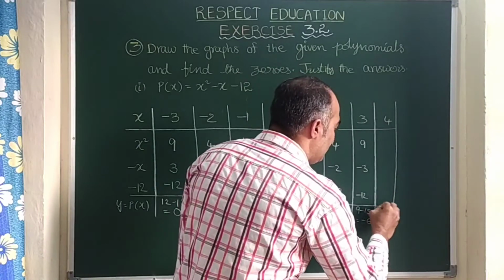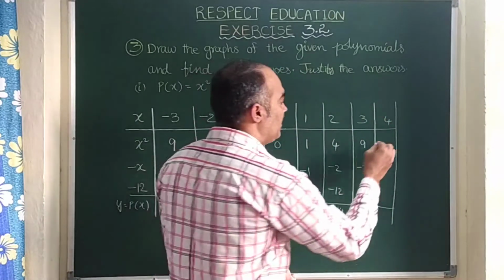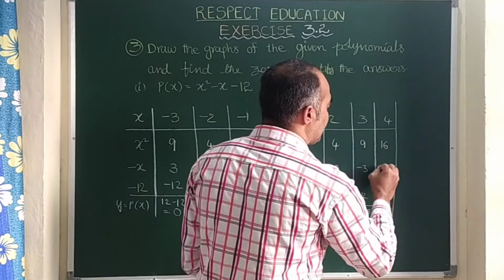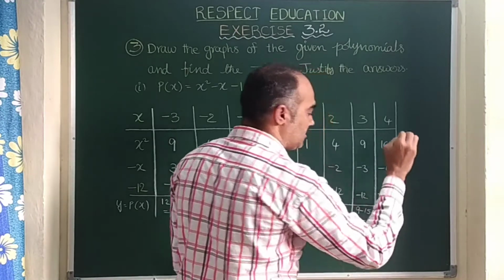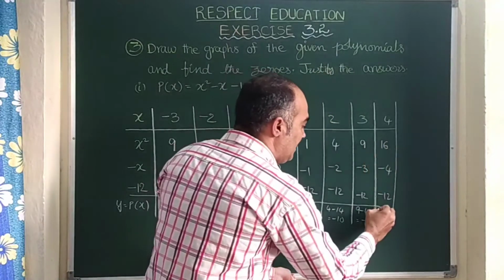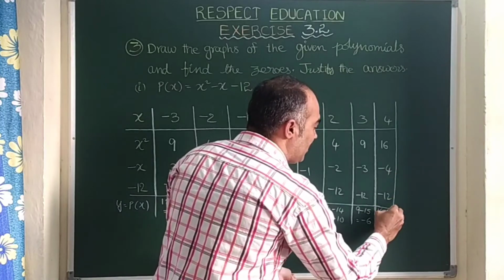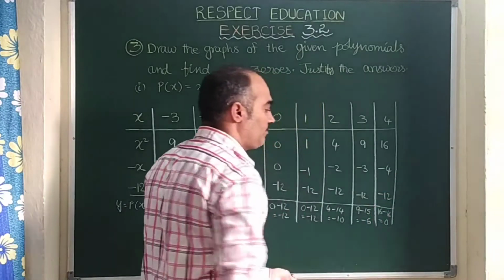And this last value, when we take 4, we get here 4 square is 16. This is minus 4. This is minus 12. 16 minus 4 minus 12 is minus 16. This is 0. Right?